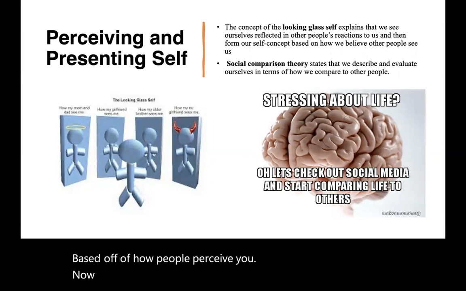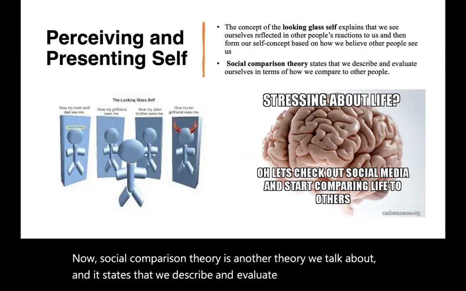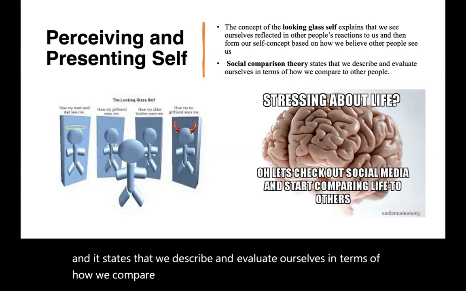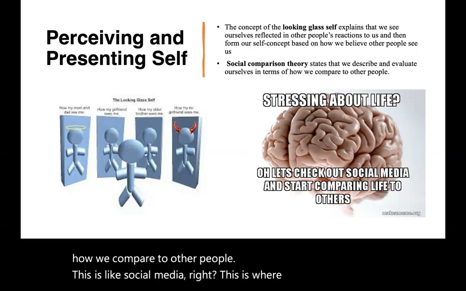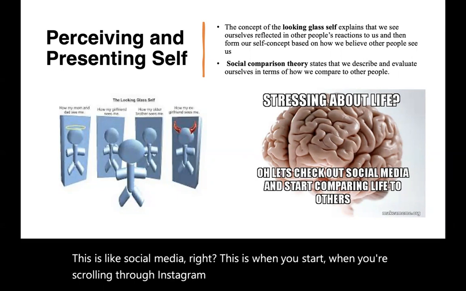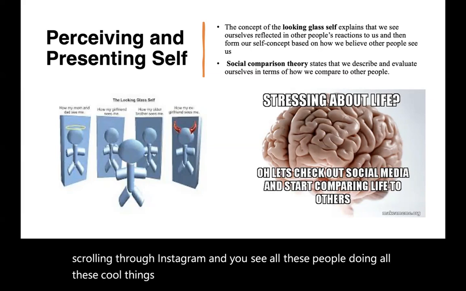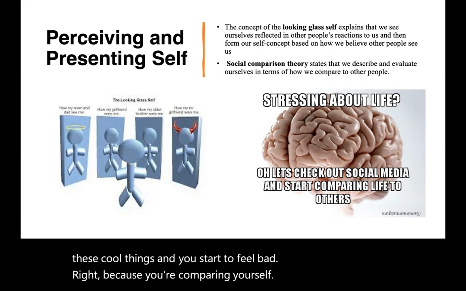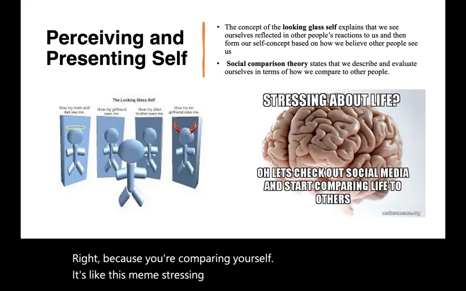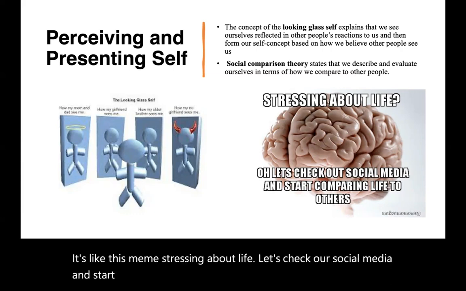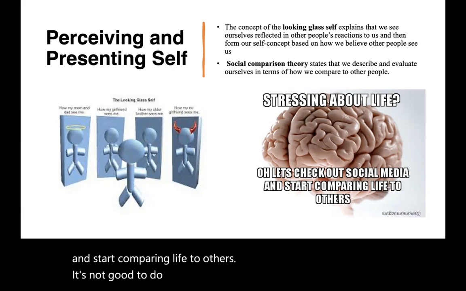Now, social comparison theory is another theory we talk about, and it states that we describe and evaluate ourselves in terms of how we compare to other people. This is like social media, right? This is when you're scrolling through Instagram and you see all these people doing all these cool things and you start to feel bad, right? Because you're comparing yourself. It's like this meme, stressing about life. Oh, let's check our social media and start comparing life to others. It's not good to do that when you're feeling stressed about life. I'll tell you right now.